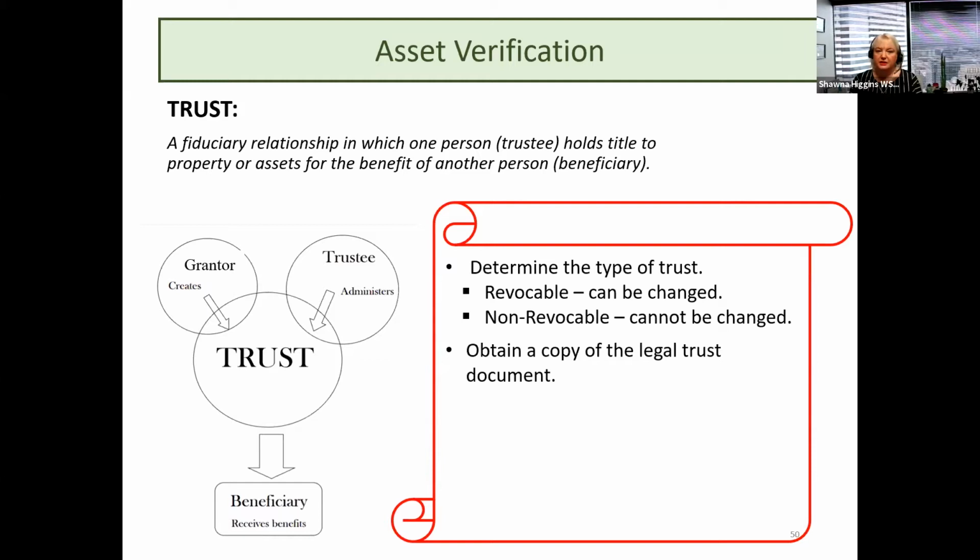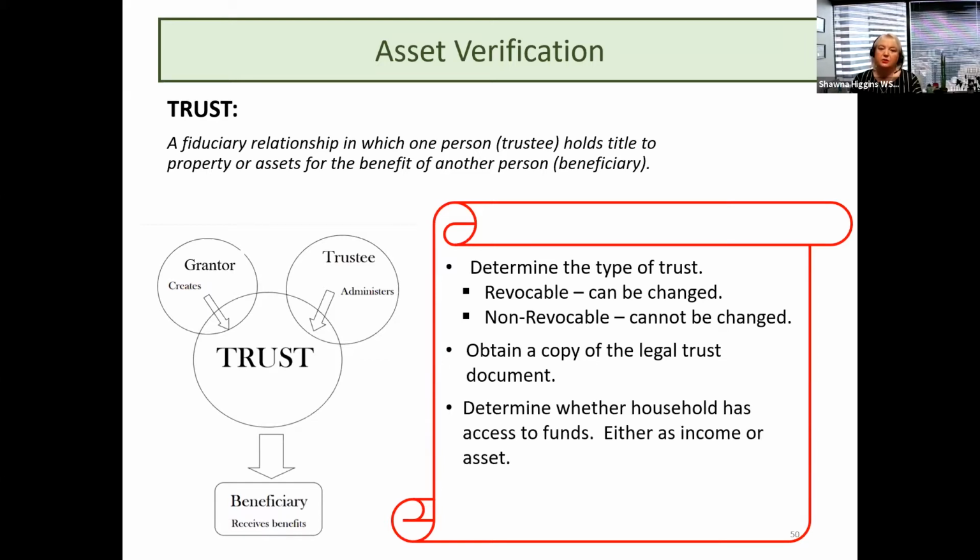So you get a copy of the legal trust document and determine whether the household has access to the funds, either as income or as an asset. Again, for the grantor it would be the asset, and for the beneficiary it would be the income. Assets placed in a non-revocable trust may be a disposed asset. If the grantor was your applicant and they put $600 into this trust and then made it non-revocable, once that $600 went into that trust and it got closed, you need to count that as a disposed income or disposed asset of less than fair market value. You're going to count that for 2 years from the time that it was placed in there.